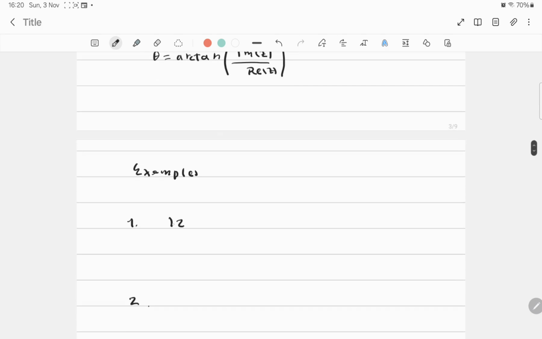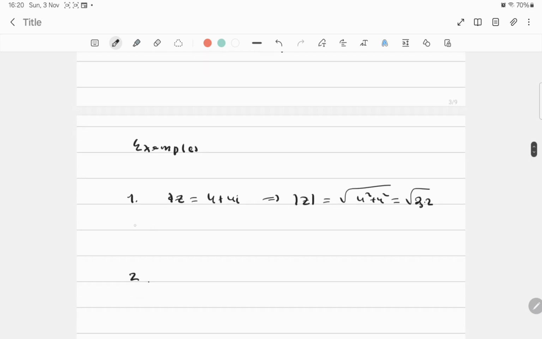Okay, the first one is z equals 4 plus 4i. The modulus of this complex number is the square root of 4 squared plus 4 squared, so it's 16 plus 16, 32, the square root of 32. Now if we want to find the angle, theta is the arc tangent of the imaginary part, which is 4, divided by the real part, which is 4. Arc tangent of 1. Here you can put this on a calculator and you get 45 degrees.